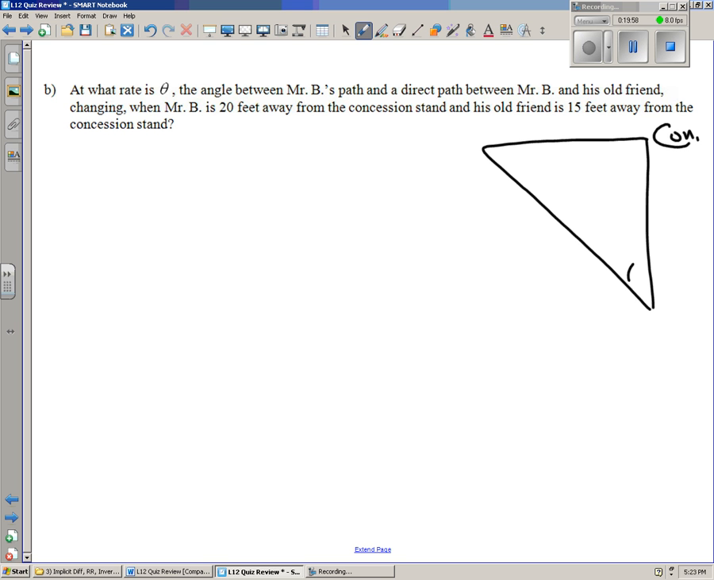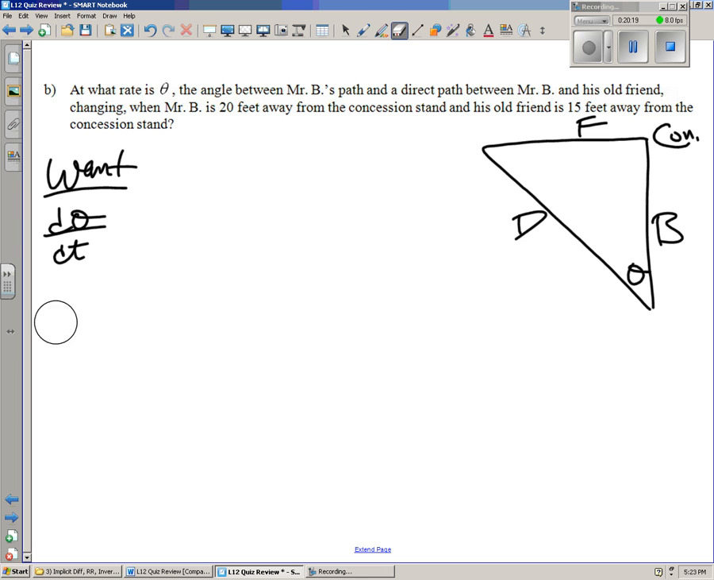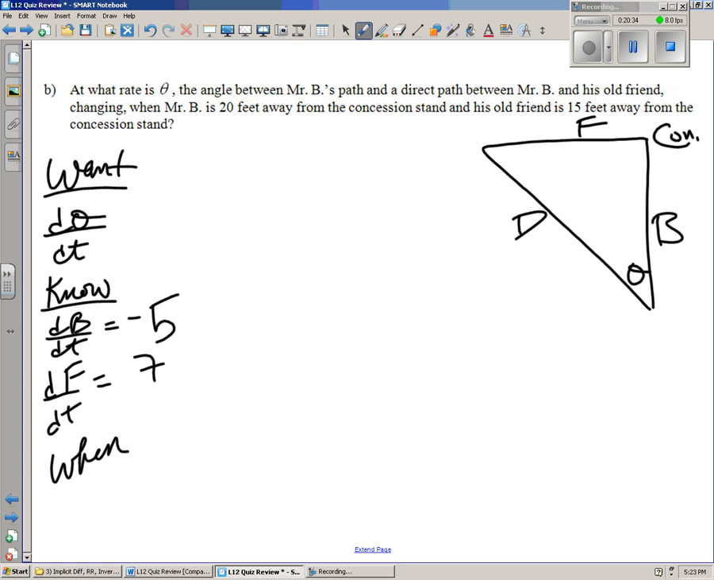There's the concession stand. Here is theta. It's already labeled for you in the diagram. So if you're not sure what theta is from the words, you can always go back to the diagram. This is all changing. Again, what we want is the rate at which the angle is changing. So we want d theta over dt when, we know the same rates of speed as before. We know that dB over dt is negative 5. We know that dF over dt is 7. When, same stuff, B is 20, F is 15.